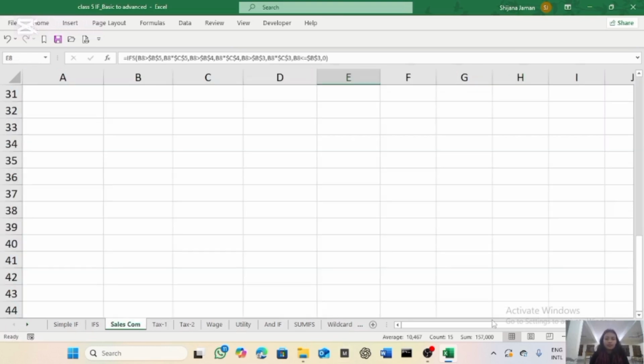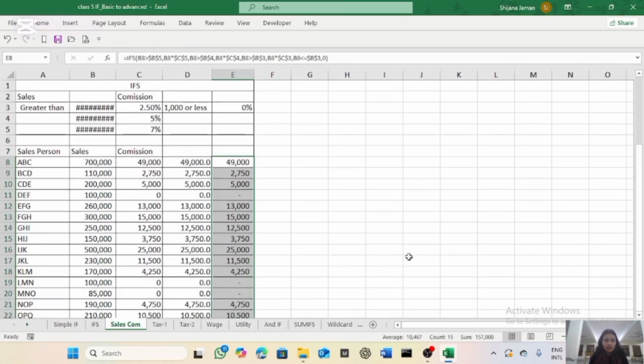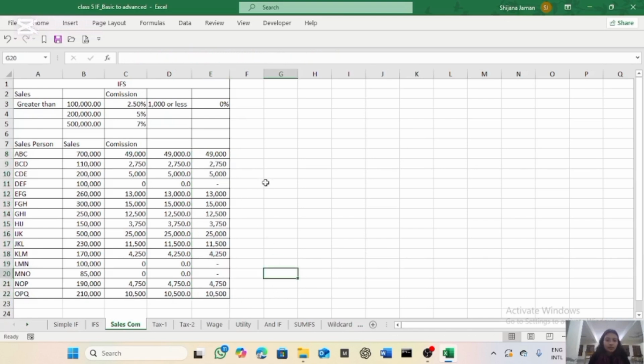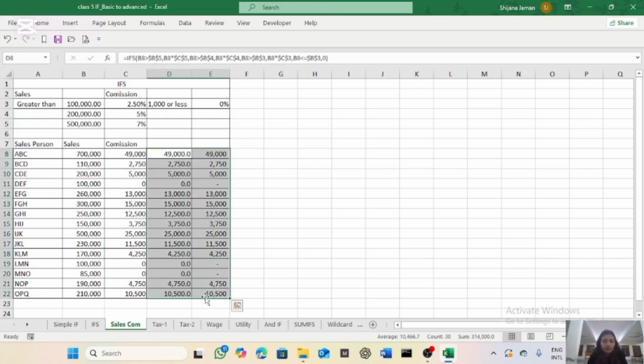Now zoom out this. Calculating sales commissions using the IFS formula. So first of all, we have to understand the context. This is our sales, and we have to calculate commission.